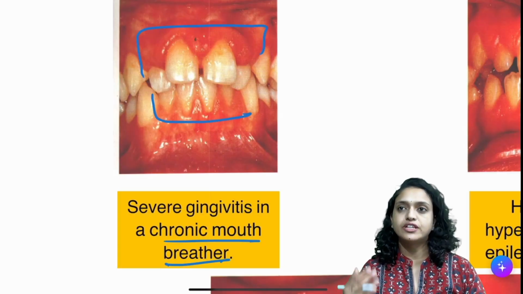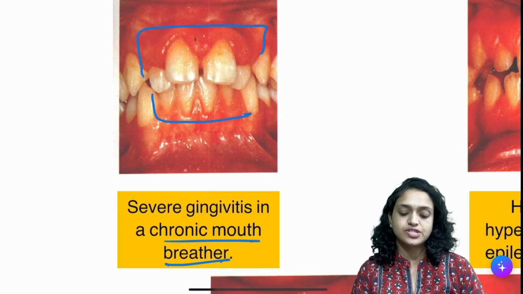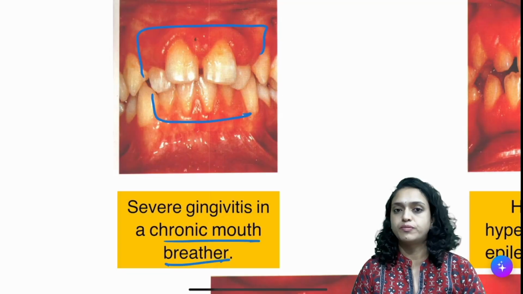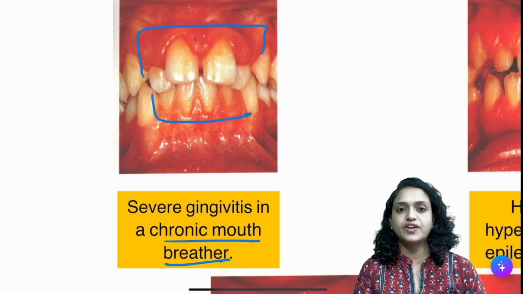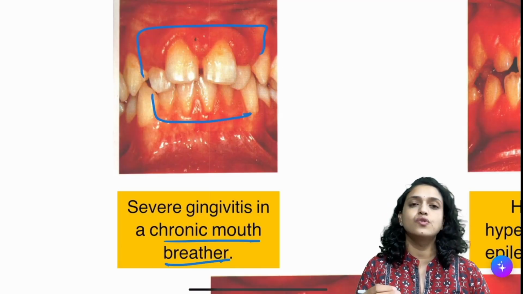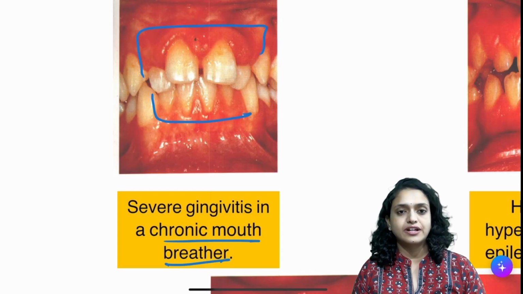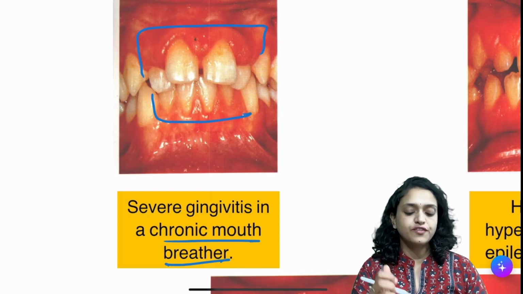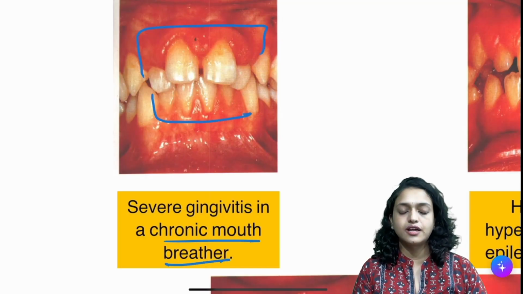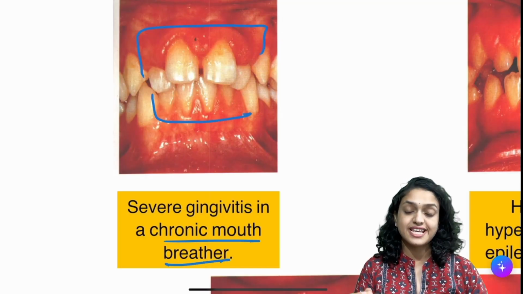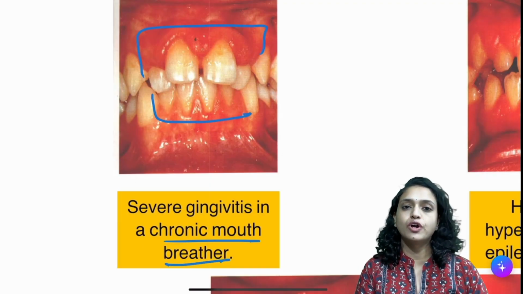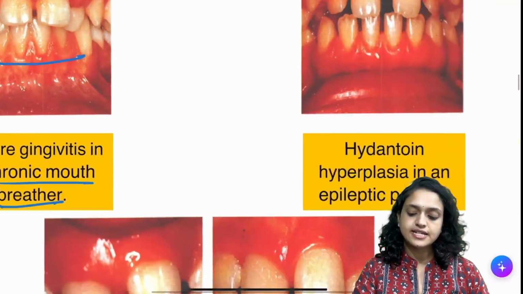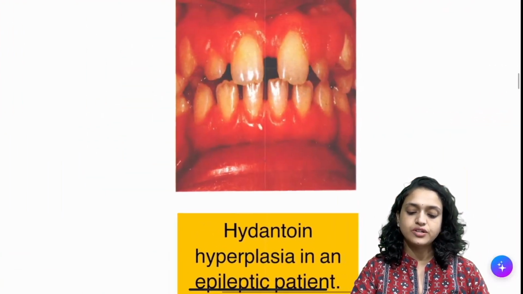Patient can have other features, may not have other features, or this could be the only feature of the mouth breathing habit. So it is essential to know the different types of gingival enlargement, even if there are no additional factors like calculus or plaque. If the patient is having gingivitis, especially only in the anterior gingiva, it is important to rule out mouth breathing.